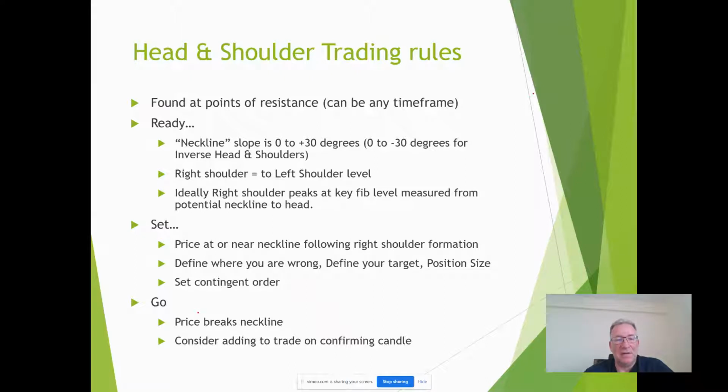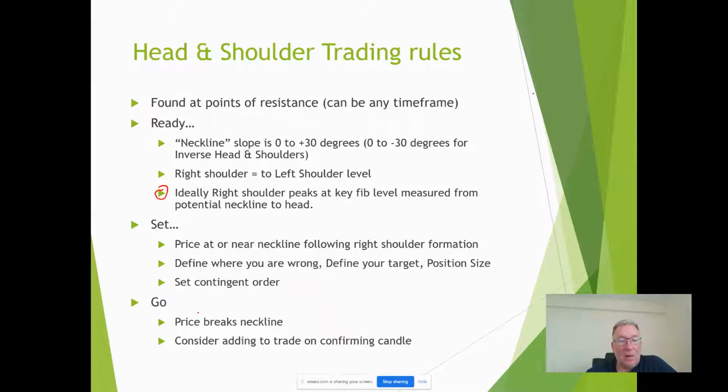And then I also see the formation where you've got a right shoulder equal to roughly the left shoulder. And this is where I like adding criteria that give me a higher probability. A higher probability area for me is ideally where the right shoulder peaks at a key fib level measured from the neckline to the head. Okay, I'll show you how I do that. If I see that happening, then I get set.